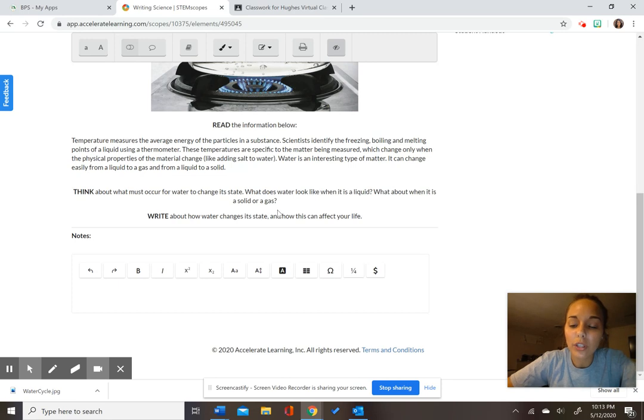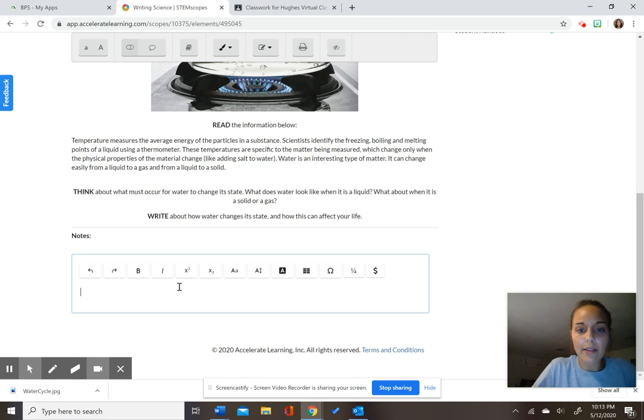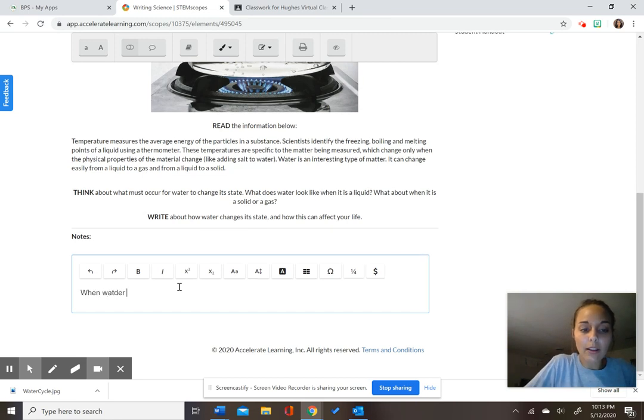What does water look like when it is a liquid? What about when it's a solid? Write about how water changes its state and how this can affect your life. So here's what I would say. When water is a liquid, it is wet and moist.